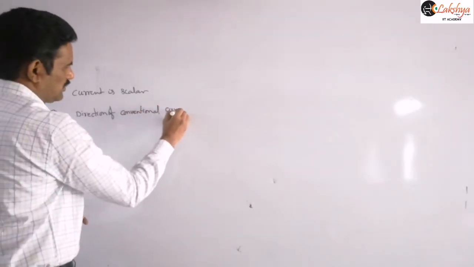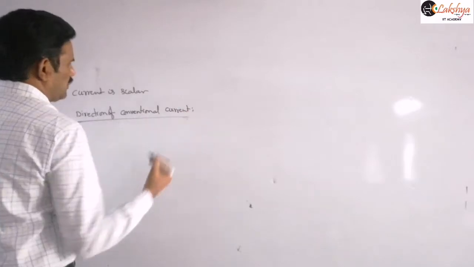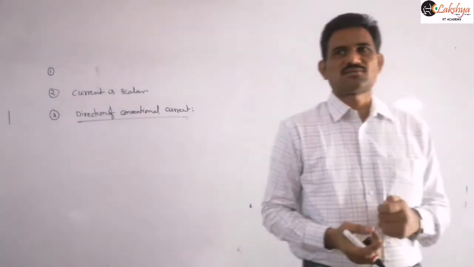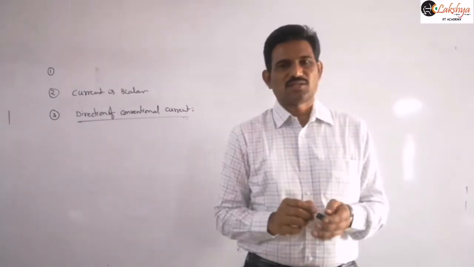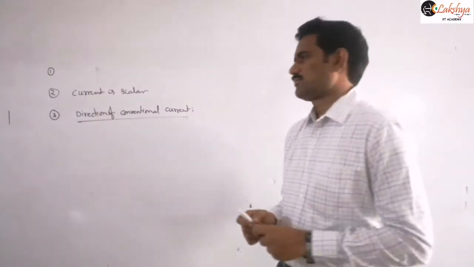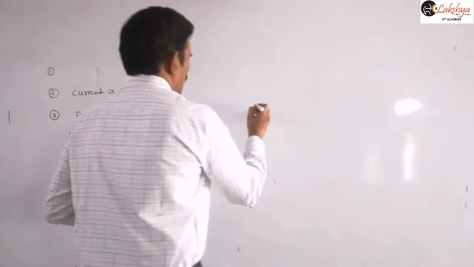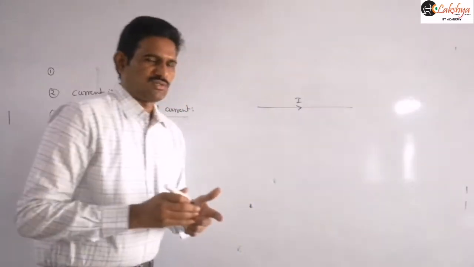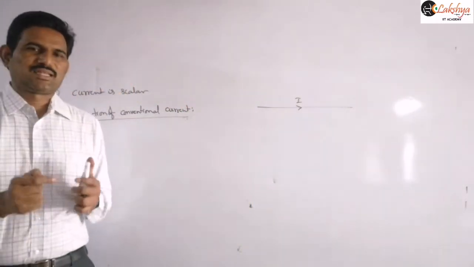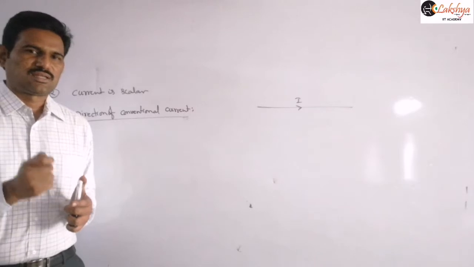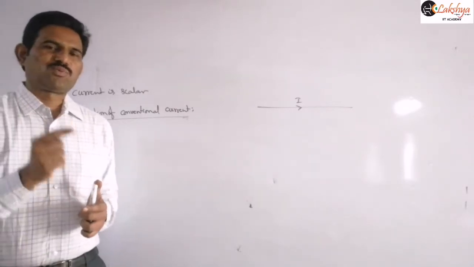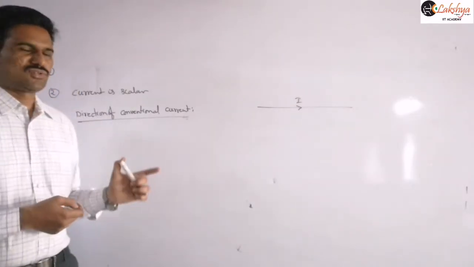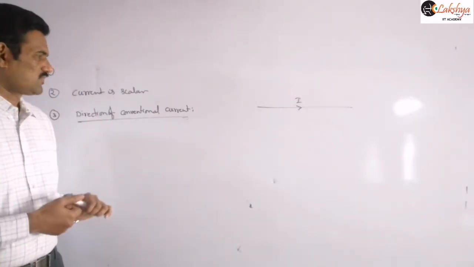Direction of conventional current. The direction of flow of positive charges is taken as the direction of the current, or opposite to the direction of flow of negative charges. That means the direction of the conventional current is nothing but the direction of flow of positive charges, or opposite to the direction of negative charges. First I will explain that direction.